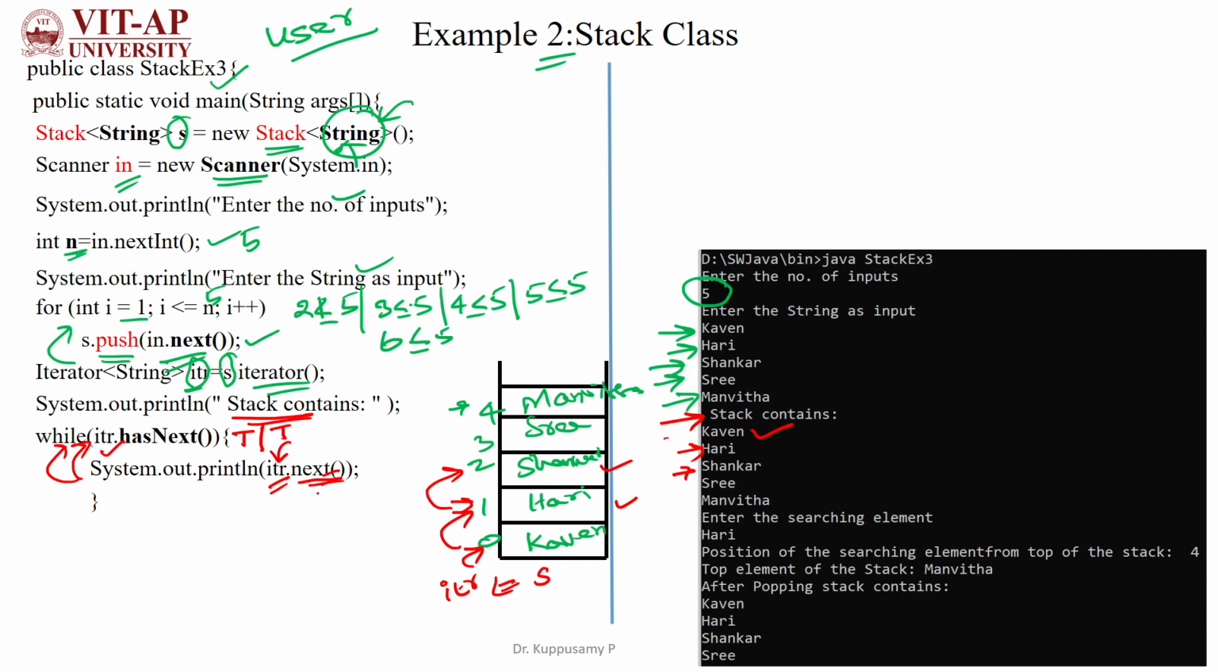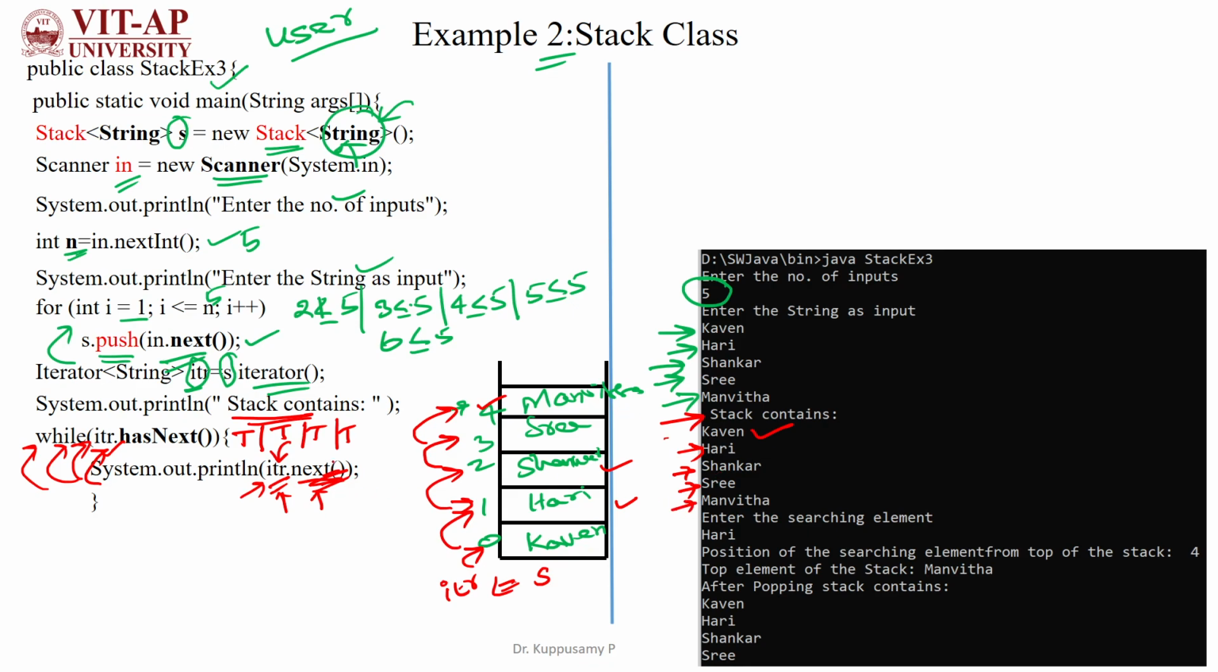Then moving to the next element, that is the third index. Then again checking itr hasNext, yes, it is returning true. Then it is printing the third index value Sri, right here. Then moving to the next element, the fourth index, again checking the while loop, itr hasNext, yes, it has the next value, true. Then it is printing the current element, Manvita.